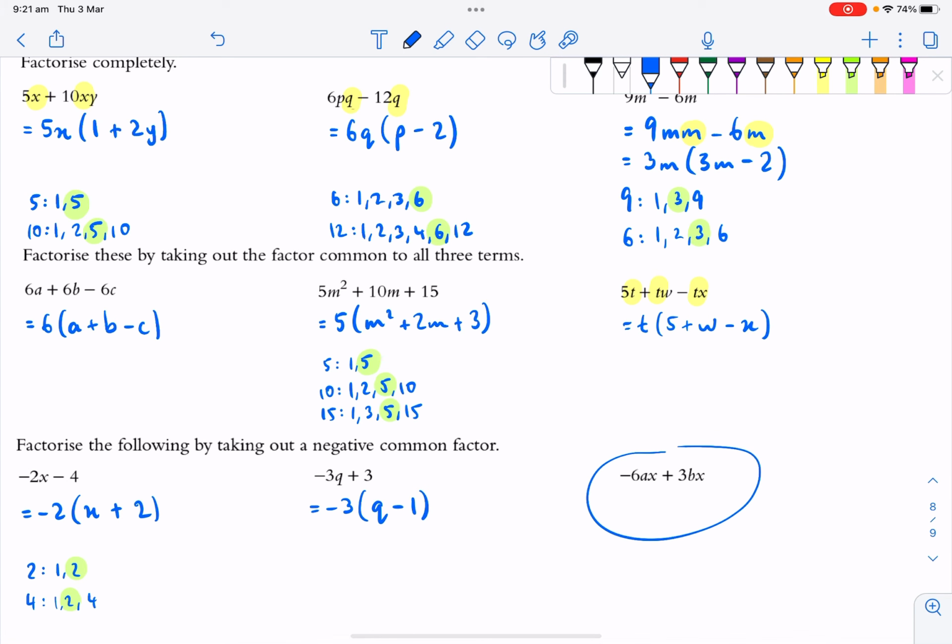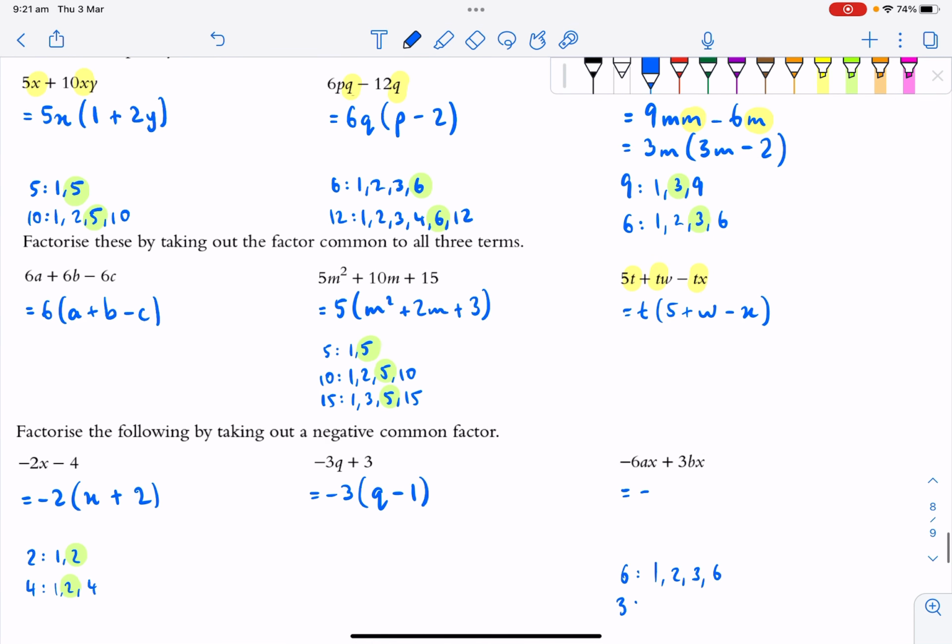All right, let's try and demonstrate that one more time in this question. So the first thing we're going to do is there's a negative term first, so we're going to take out the negative. And now I'm just going to quickly do the numbers for you. We have 1, 2, 3, 6. And here we have 1, 2, no, sorry, 1 and 3.